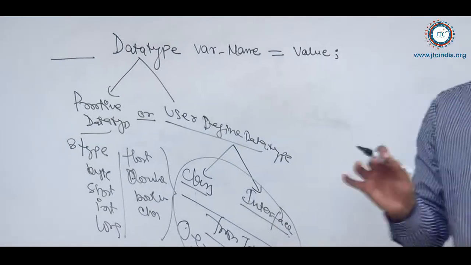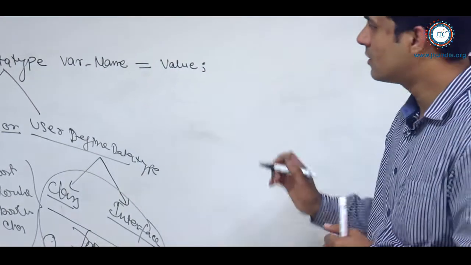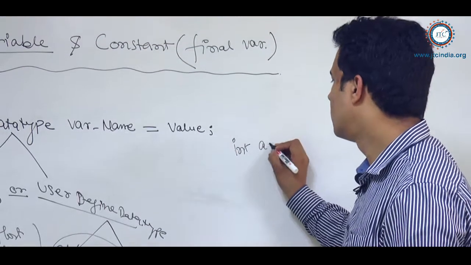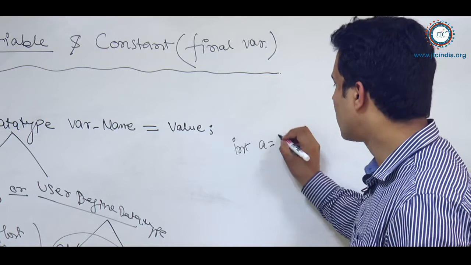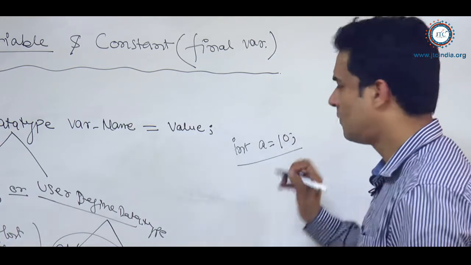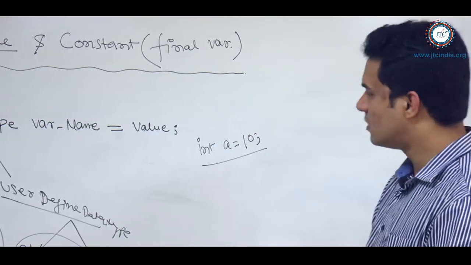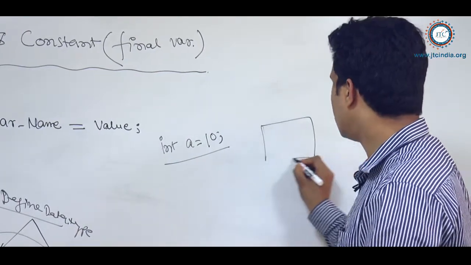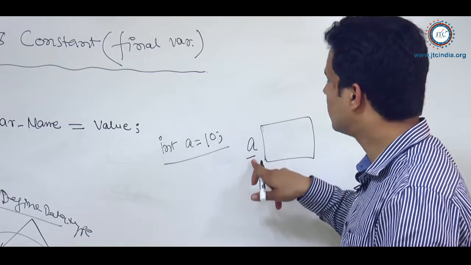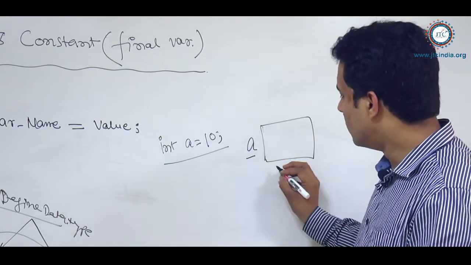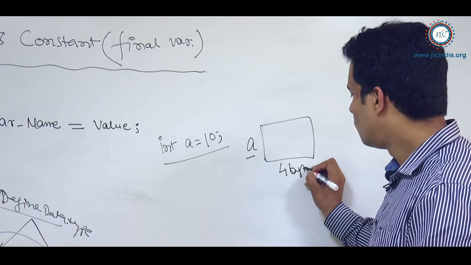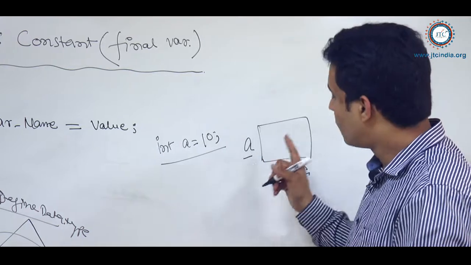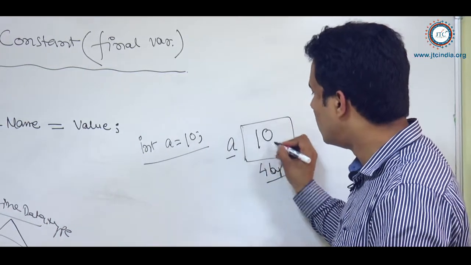Suppose I am writing int a is equal to 10. In that case, for the variable a, memory will be allocated. How much? 4 bytes of memory will be allocated, and after allocating the 4 bytes of memory, the value 10 will be assigned inside it.